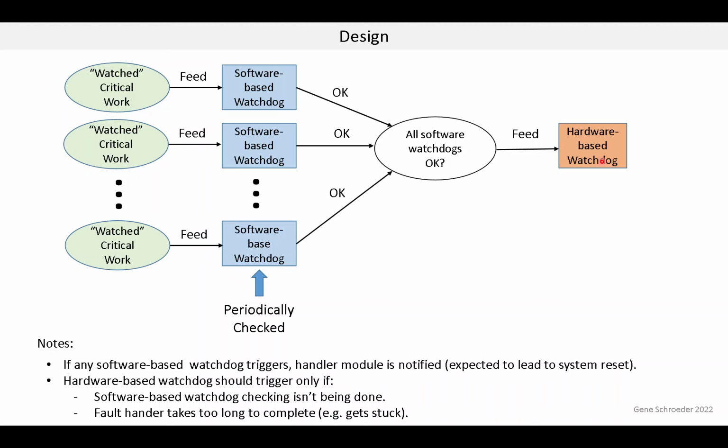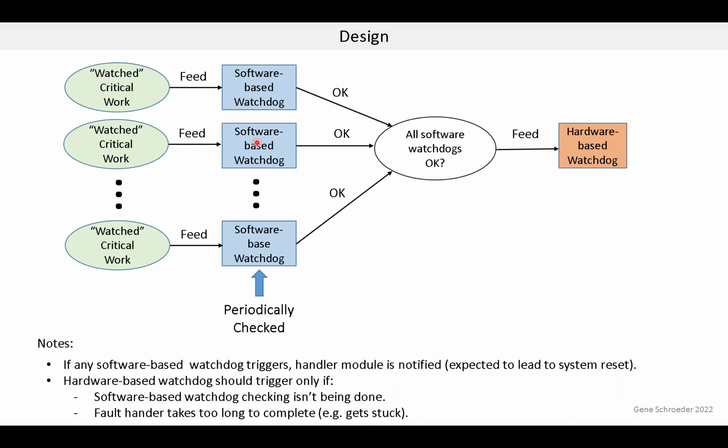So now let's look at a normal watchdog fault. So let's say this application software is having a problem, and so it stops feeding its watchdog. So this will be detected when the software watchdogs are checked periodically. So when this triggers, the watchdog module will notify the fault module, and we expect the fault module will save some information, and eventually it will reset the MCU, and hopefully the system starts working again. So that's a normal watchdog fault.